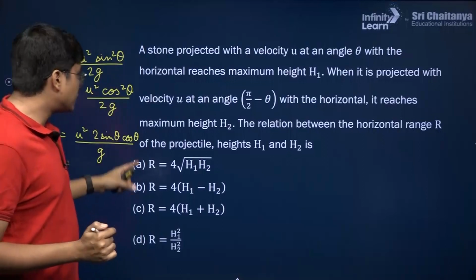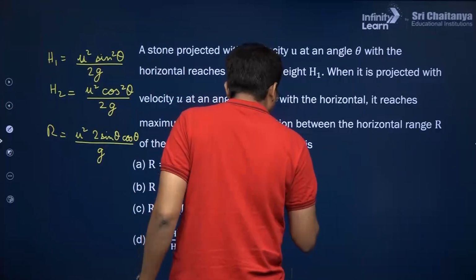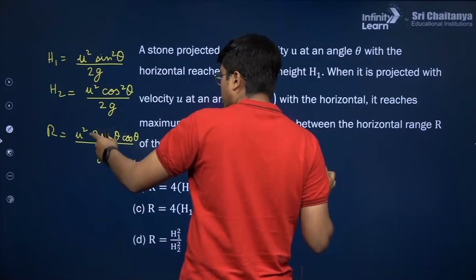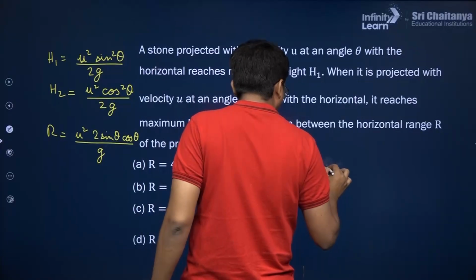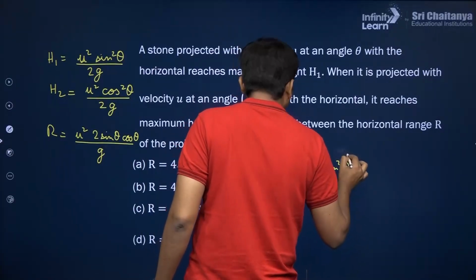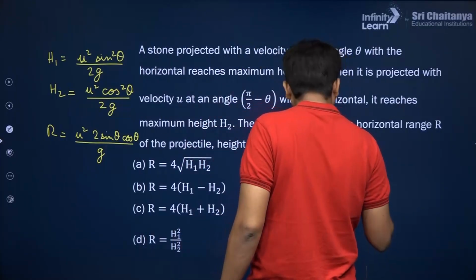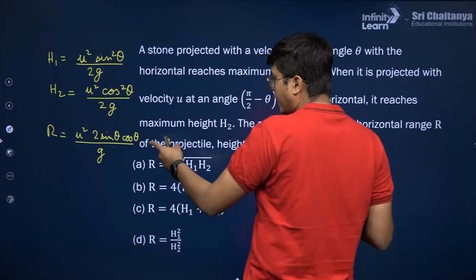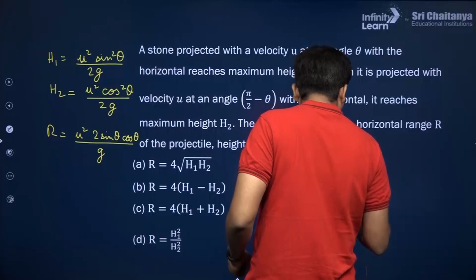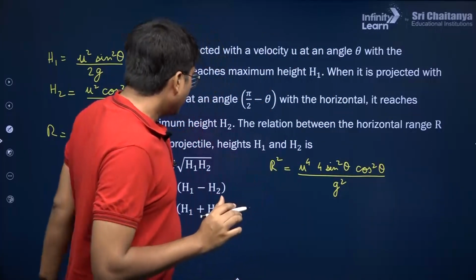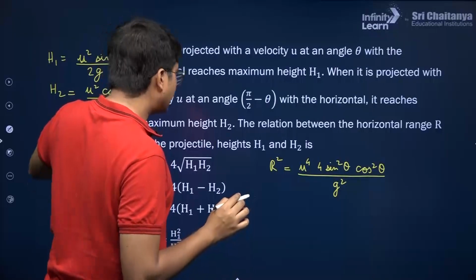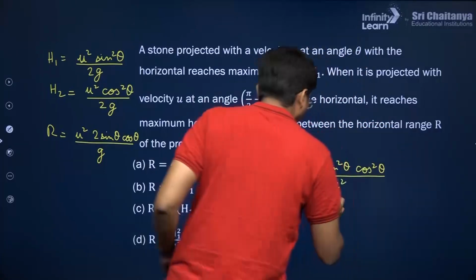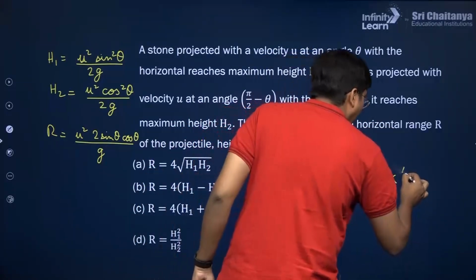Because once you do that, you will see that r square becomes equal to u to the power 4 into 4 sine square theta cos square theta divided by g square over here. Now over here let's multiply 4 in the denominator and numerator. So I keep a 4 here and I multiply a 4 here.